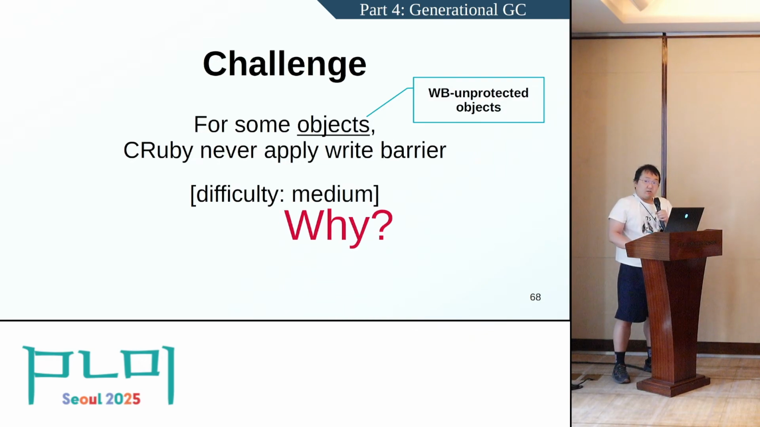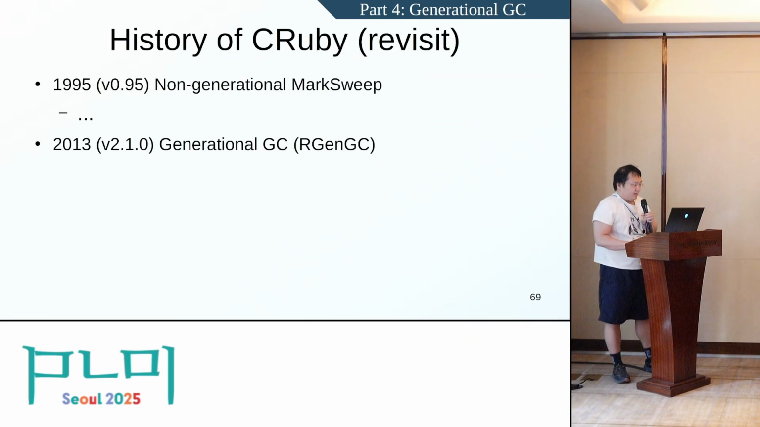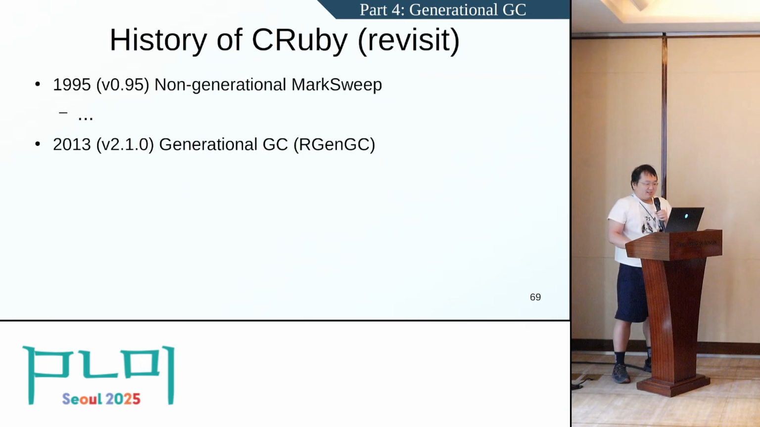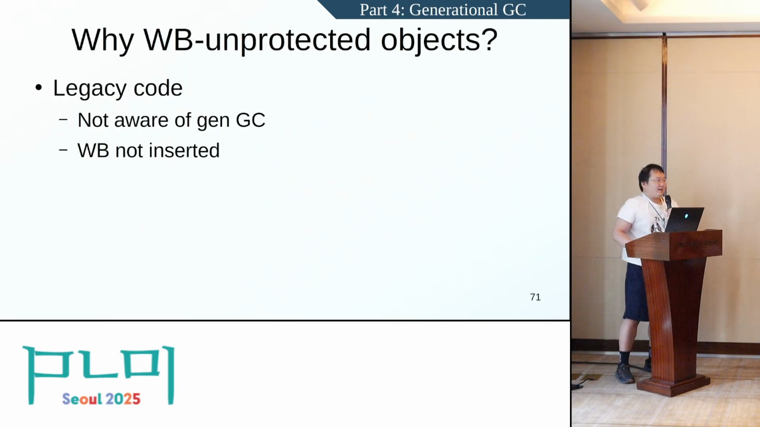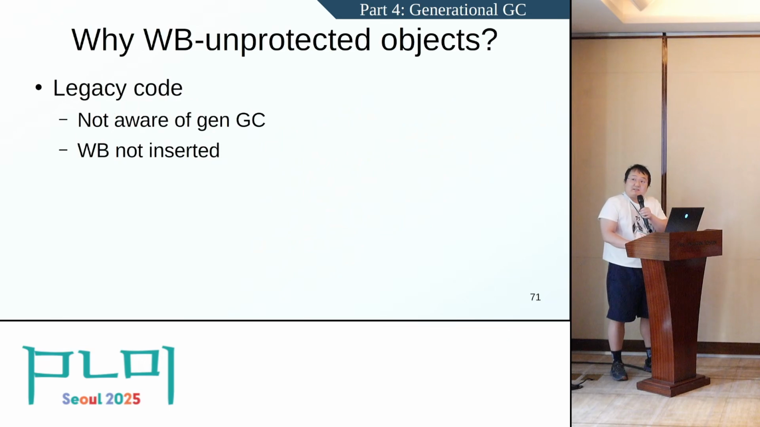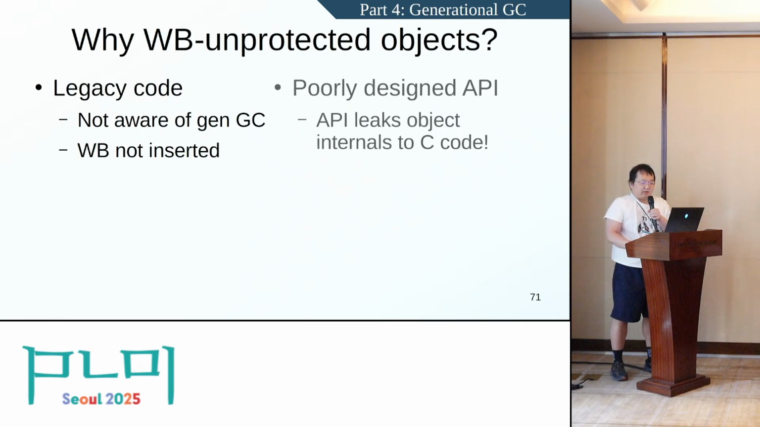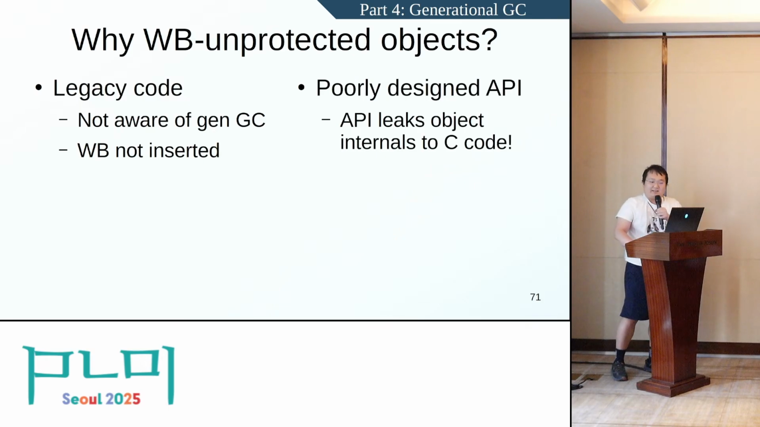But why does such an object exist in the first place? Let's look at the history of CRuby again. Oh, you may say, I know the history. It's just legacy code again. Yeah, you are absolutely right. Legacy code is one part of the problem, and the other part is the poorly designed API.